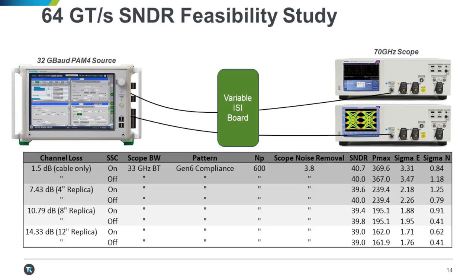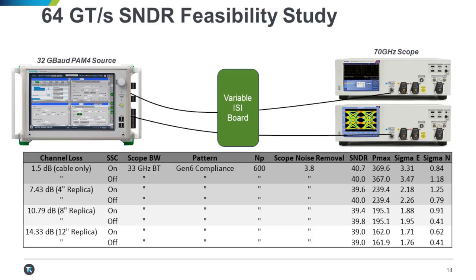For each channel, we looked at SSC on and SSC off, both cases. Scope bandwidth here was 50, and we're setting the BT filter at 33 using the Gen6 compliance pattern, that NP value of 600. And we are looking at scope noise removal as well, so that is supported for this SNDR value.